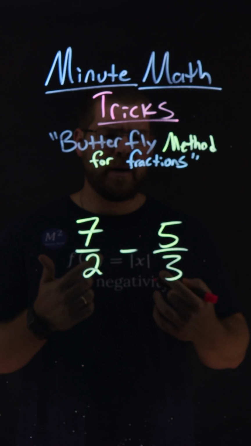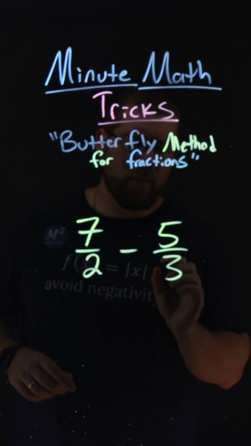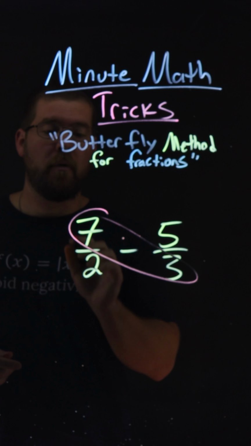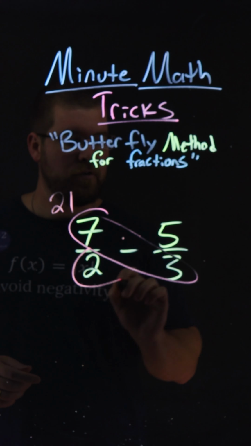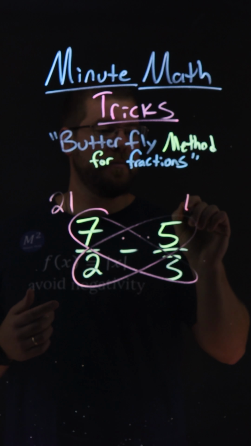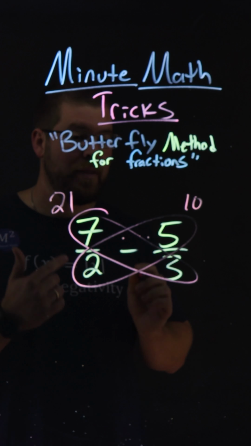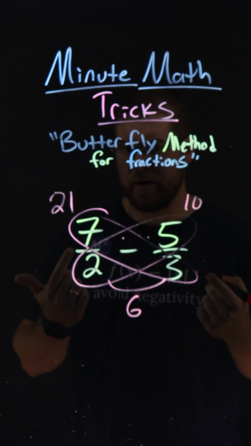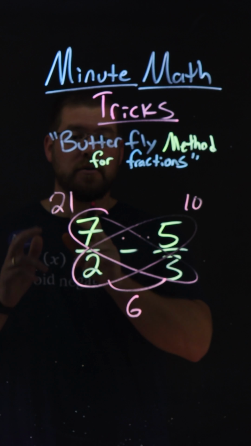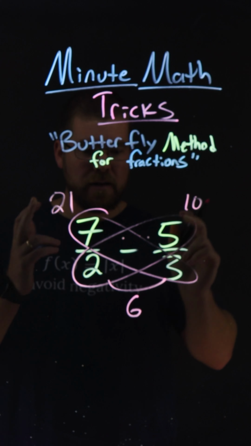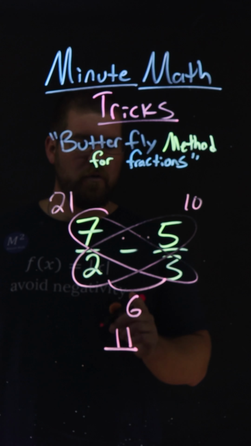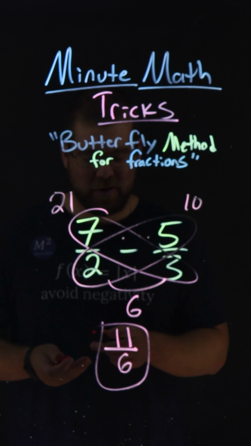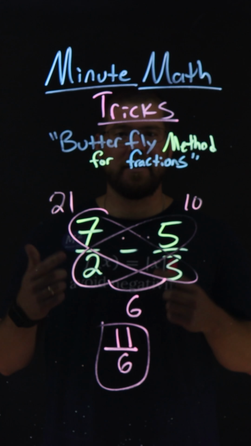We have 7/2 minus 5/3. We multiply across, well, diagonally. 7 and 3 multiply to be a 21. 2 and 5 multiplied to be a 10. From there, we want to multiply 2 and the 3, which gives us a 6. See the butterfly there? Now from here, 21 minus 10 is 11 over 6. And there we have it. Not too bad. 7/2 minus 5/3 equals 11 over 6.